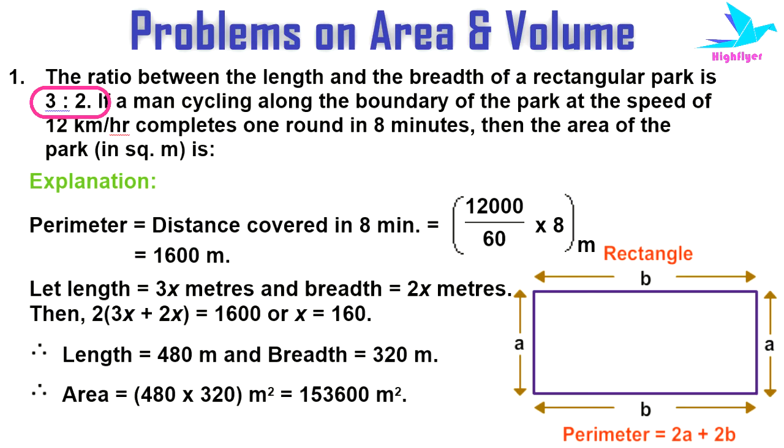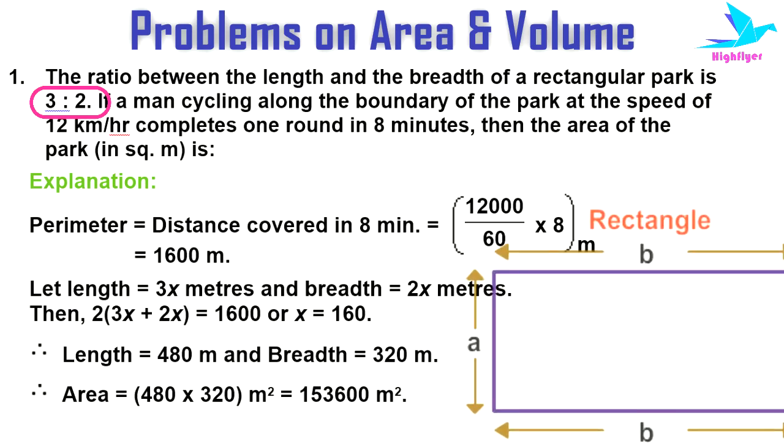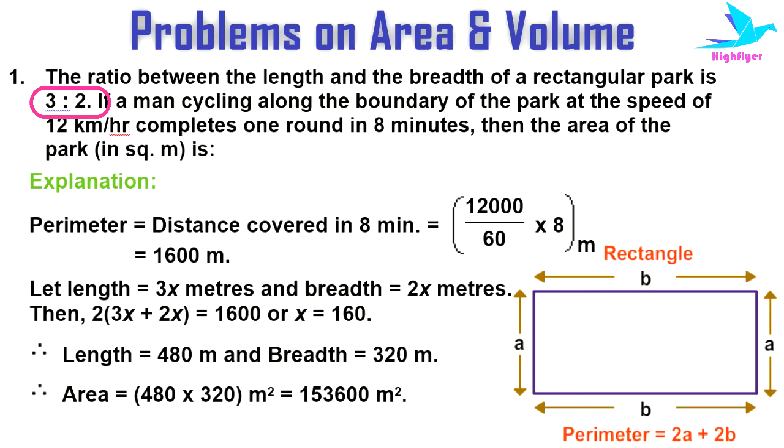Now it was given that the ratio between the length and breadth is 3:2, then let length be 3x meters and breadth be 2x meters. And as we know, as per the formula, perimeter equals 2 into length plus breadth, that is equal to 1600. So 2 into 3x plus 2x equals 1600, or x equals 160. So length equals 3x or 480 meters, breadth equals 2x, 320 meters. So area equals 153600 meter square.